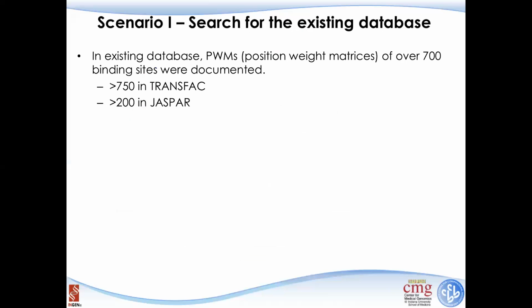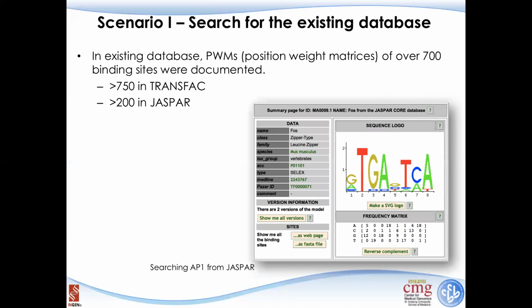For the first one, there are existing databases like TRANSFAC or JASPAR that document many positional weight matrices of binding sites. This is an old number, I think. For TRANSFAC, they have more than 700, almost 900 right now, I think, with motif sequences there. And for JASPAR, they have over 200. And this is a picture to show what they look like.